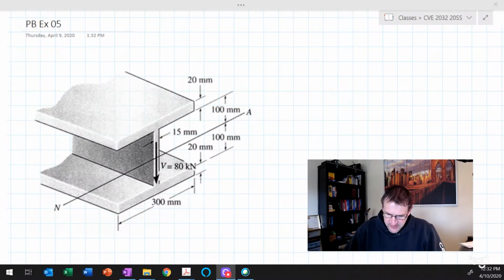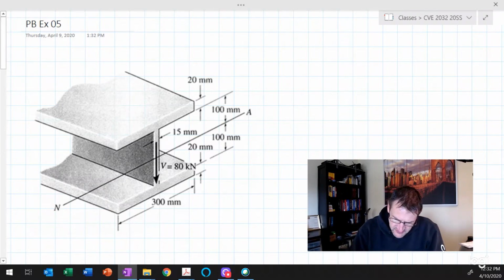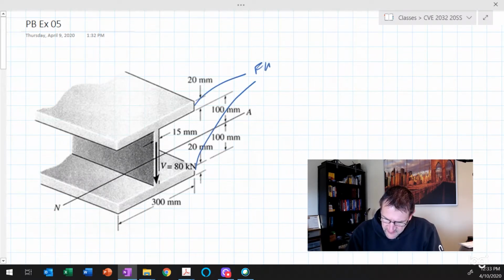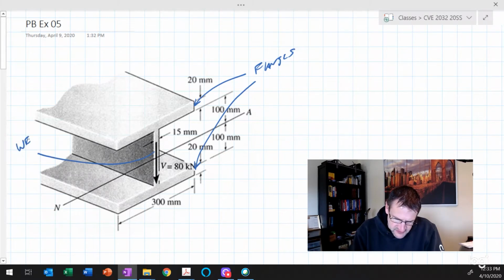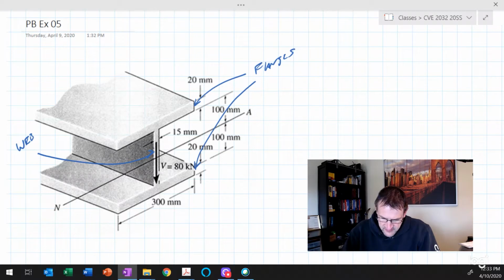Okay, so here we are in OneNote, and the first thing that I'll point out is to make sure that we're all on the same page with our notation. These elements here and here are the flanges of the cross section. So we have a top flange and a bottom flange in this case. This element here in the middle is what we refer to as the web, the piece that goes in between the two flanges. So when we refer to the flanges and the web, that is what we're talking about in this particular example.